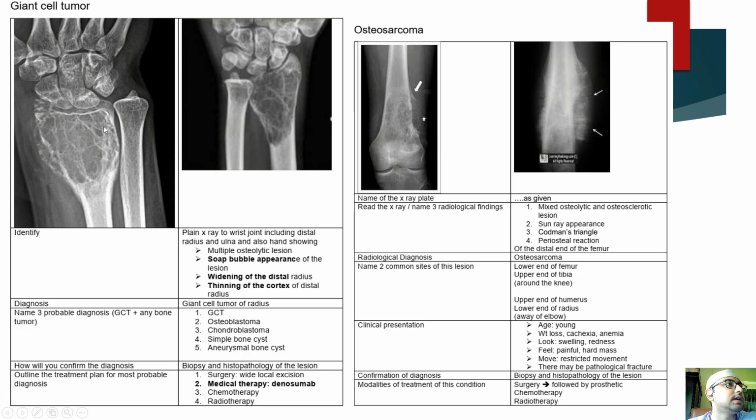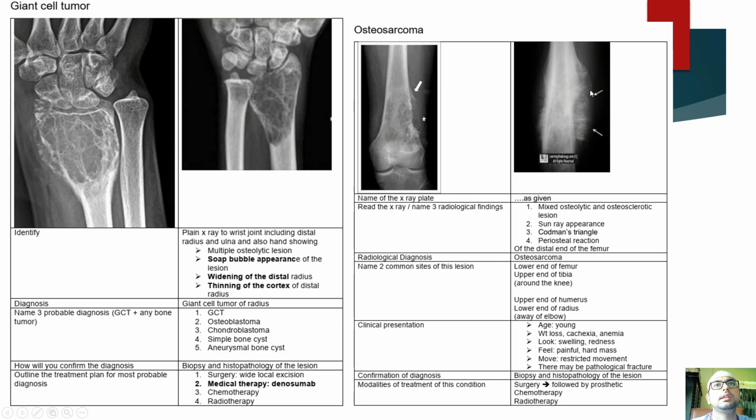Okay. So giant cell tumor of the radius, and also there can be 3 possible diagnoses: osteoblastoma, osteochondroblastoma, GCT, or giant cell tumor, simple bone cyst, aneurysmal bone cyst. How will you confirm? Biopsy and histopathology. Outline the treatment plan. What will be the treatment outline? Wide local excision, and medical therapy by biological therapy, denosumab, chemotherapy, radiotherapy.